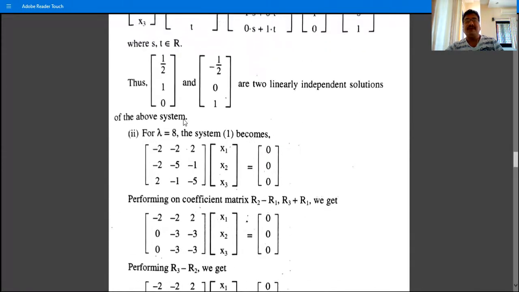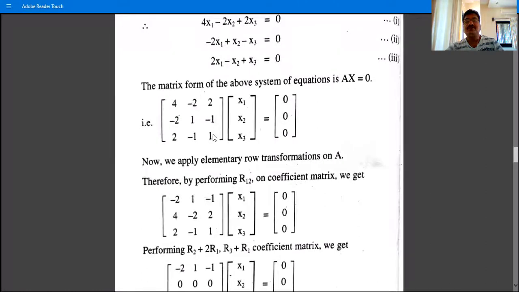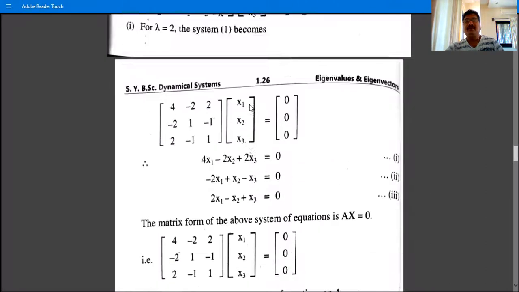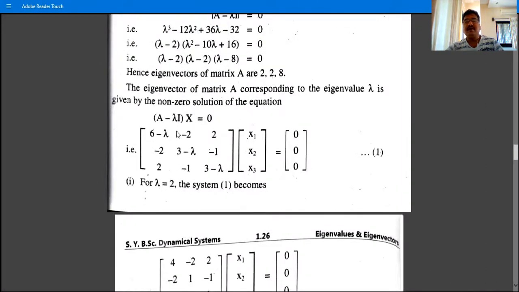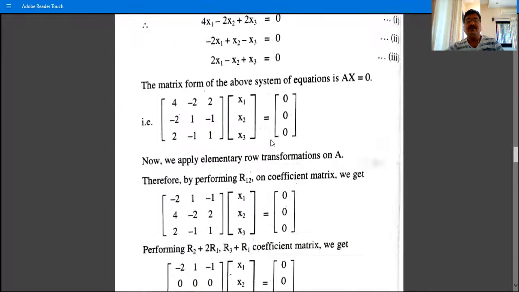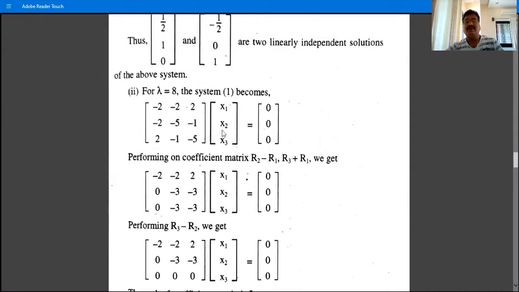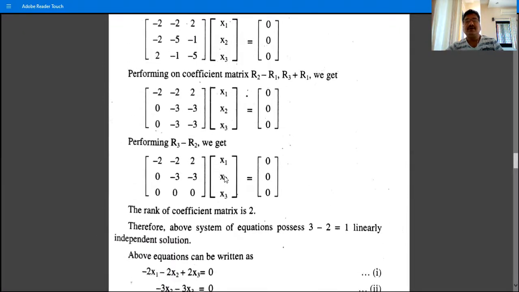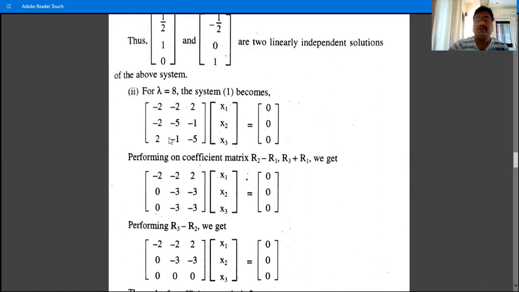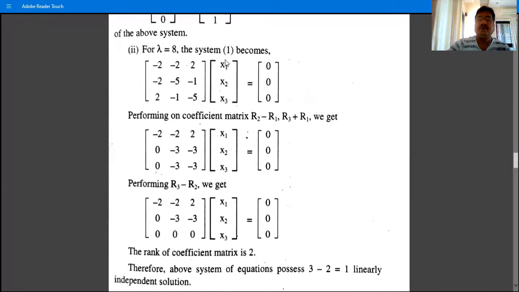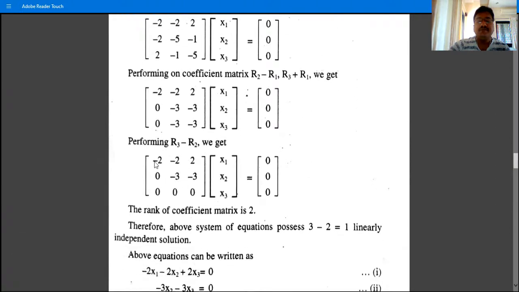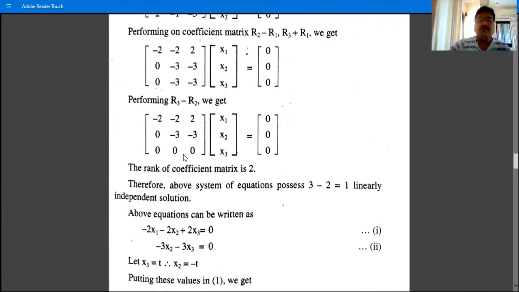Then consider lambda equal to 8, that is, substitute lambda equal to 8 in this system, equation number 1. Lambda equal to 8 is the second, distinct eigenvalue. Then we have this matrix A, then this is x1, x2, x3, and 0, 0, 0. Again, we have to solve this system and find the values of x1, x2, x3. So consider this matrix and convert it to echelon form. Okay, this is the echelon form.